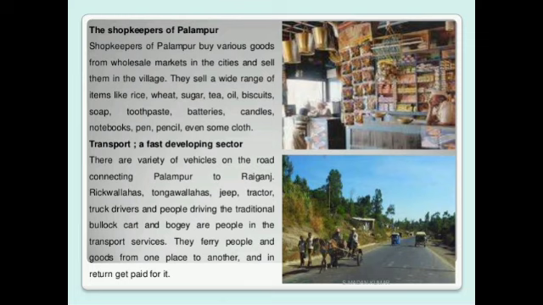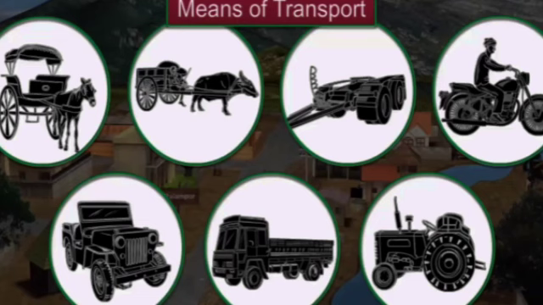And the other activity that is practiced by the people of Palampur to earn some profit is the transport service. There are a variety of vehicles on the road connecting Palampur to Raiganj, as we have studied earlier, including rickshawalas, tongawalas, jeeps, tractors, truck drivers, etc. They ferry people and goods from one place to another and in return get paid for it. The number of people involved in transportation has grown over the last years.